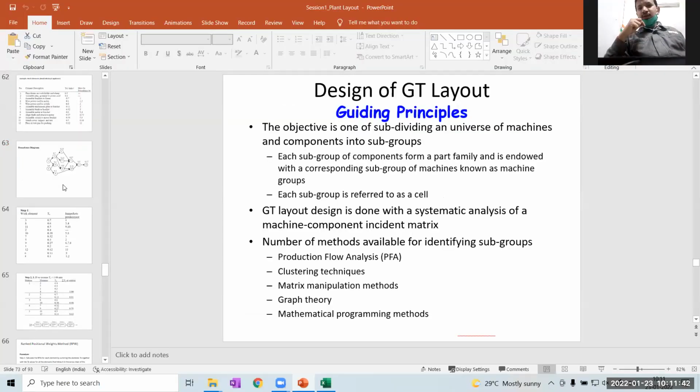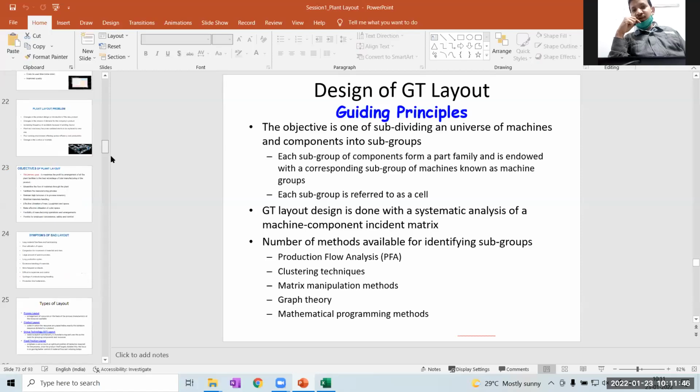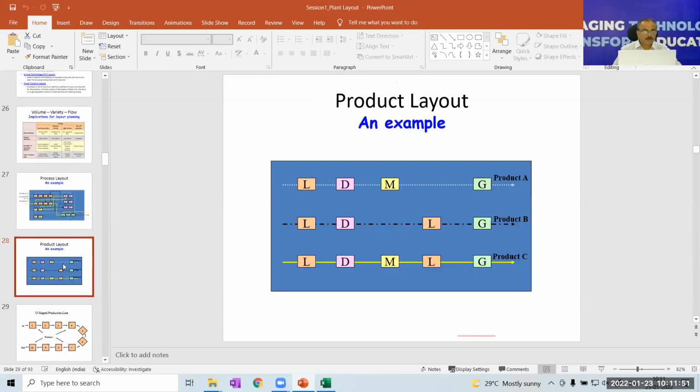Sir, can you please tell some examples of GT layout, sir? Yeah, that's what I wanted to show.